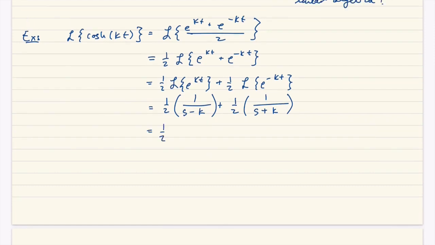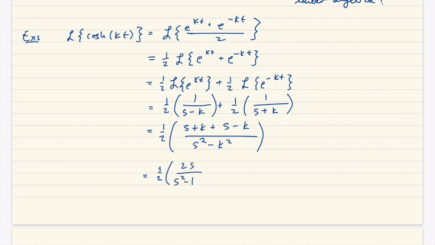So I'm going to do this all in one step. Combine the fractions, so that'll give us s plus k plus s minus k all over s squared minus k squared. And it turns out that this is going to give us 1/2 of 2s over s squared minus k squared, which is s over s squared minus k squared. And there's another transform that we know. So this is hyperbolic cosine of kt.